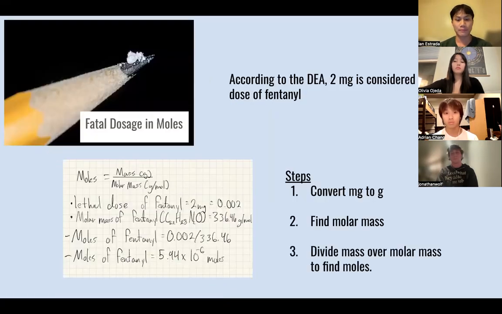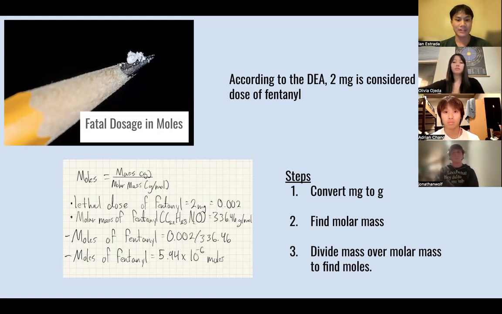To demonstrate the potency of fentanyl, we solved for the molar mass of a fatal fentanyl dose, which we found through the DEA website to be 2 milligrams. This is the amount pictured in the tip of the pencil here. So, to solve for the molar mass of fentanyl, we used the mass given by the DEA, 2 milligrams, and divided that by fentanyl's molar mass, which we calculated and added up to be 336.86 grams per mole.